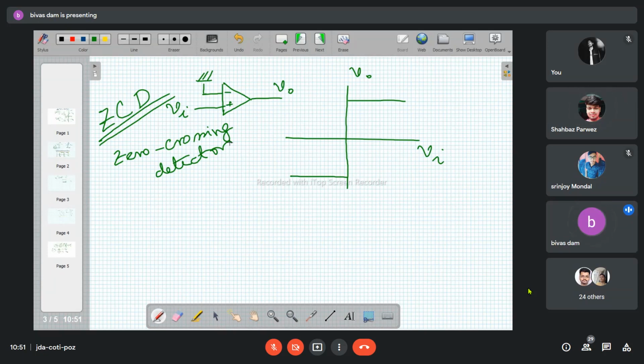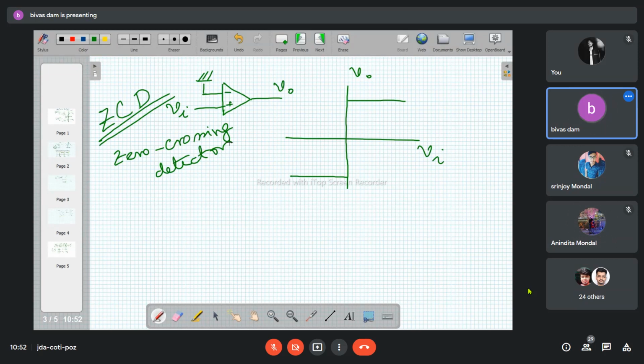50%. Yes, sir. But if the input is having positive DC, what can you say about the duty ratio? Will it be less than 50%? It is having positive DC. It will be greater than 50%, isn't it?